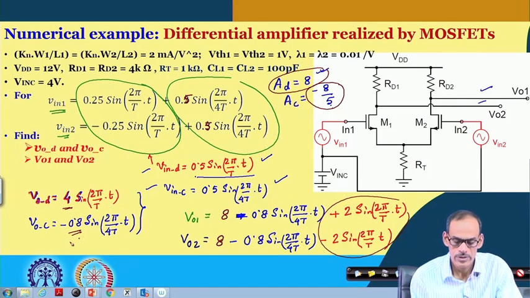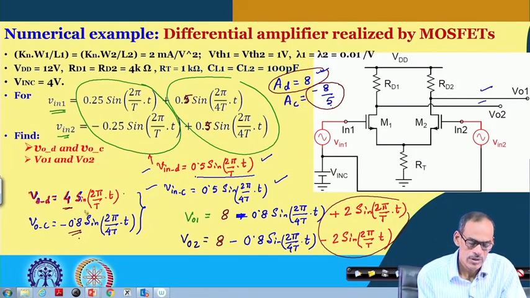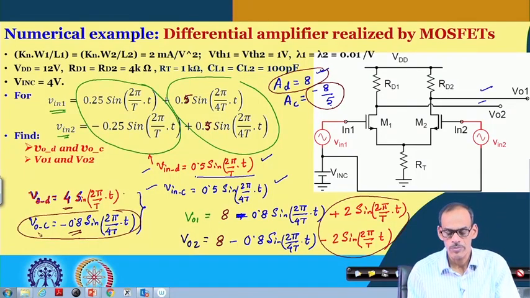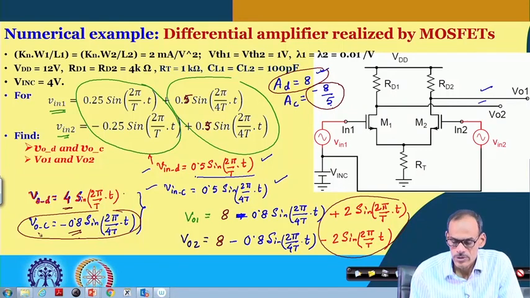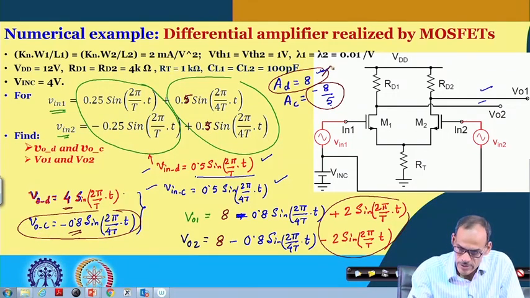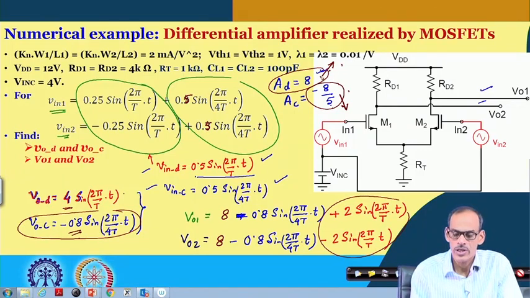The differential part may still get affected by this common mode component. So, we need to do some modification of this circuit. Either we can try to increase this voltage gain or differential mode gain, or we can try to decrease this common mode gain, or maybe a combination of both. We can try both, increasing the differential mode gain and decreasing the common mode gain.